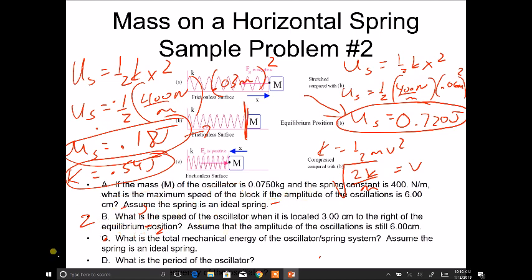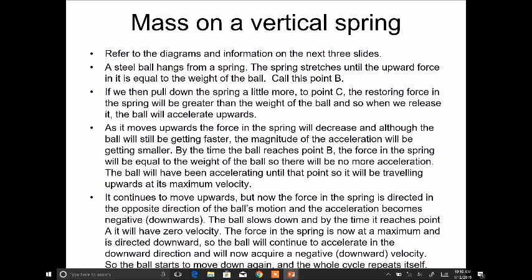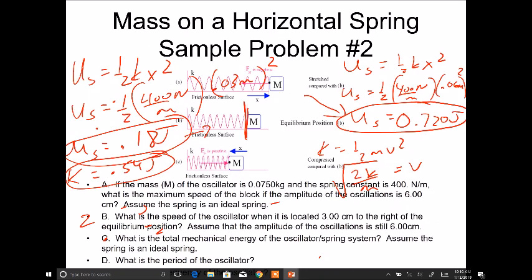On part C, what is the total mechanical energy of the oscillator spring system? So we already answered that question. The answer to that question is 0.720 joules. We find that by finding the elastic potential energy at maximum amplitude, or we could find the kinetic energy that the object has at equilibrium.